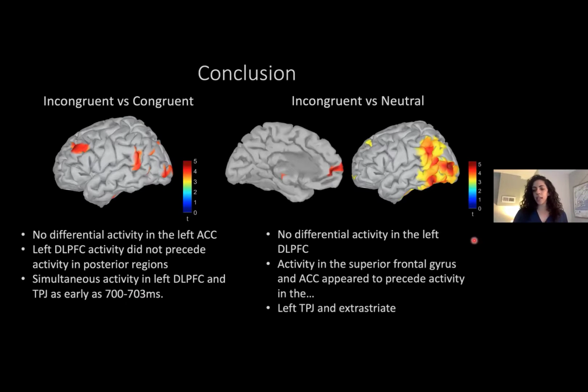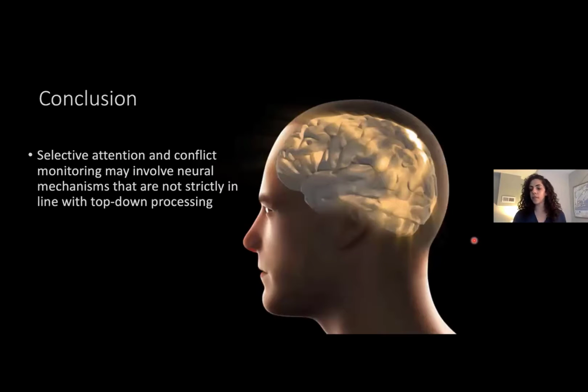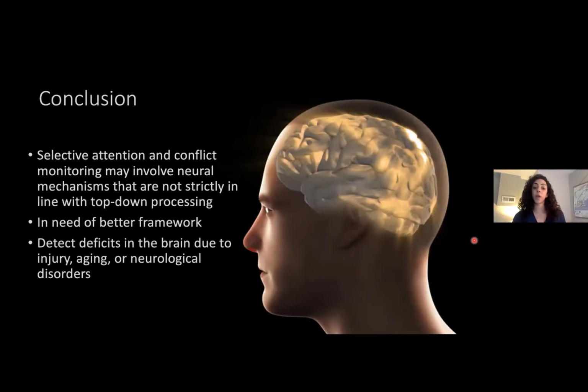So these findings might call for a reevaluation of the functional networks involved in these processes. They may or may not be strictly in line with top-down processing. So we are definitely in need of a better framework for these processes. This is important because once we have a stronger guideline, we can use that to detect deficits in the brain from injury, from aging, or other neurological disorders.